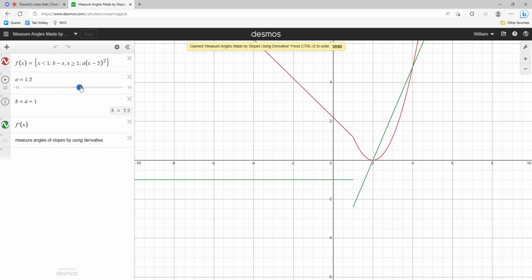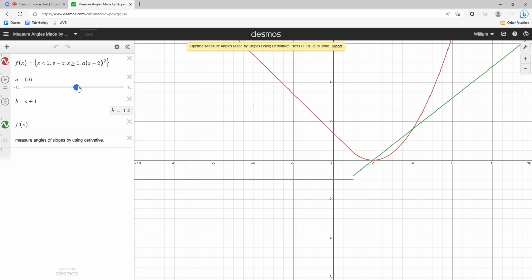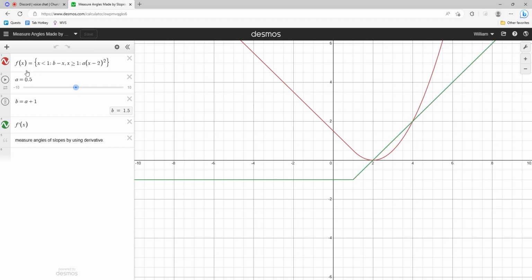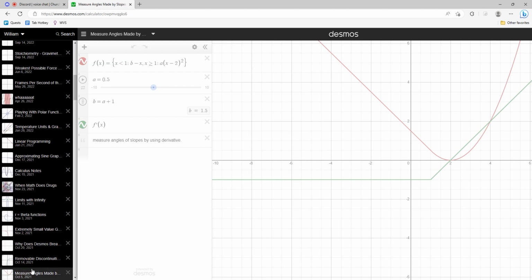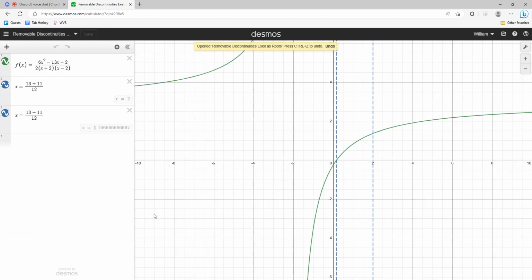Measure angles. Oh, I remember this. You had to connect it for some value of c or whatever. Yeah, this is the graph I was talking about, but we'll get to that in a moment here. Let's see, we got measure angles. Yeah, that's what I just did. Removable discontinuities exist as roots. I'm not sure what I meant by that.